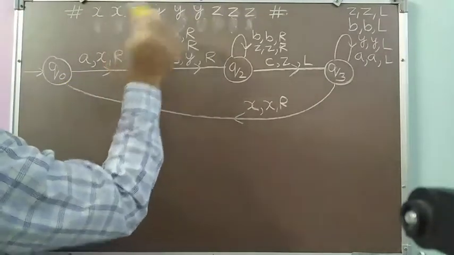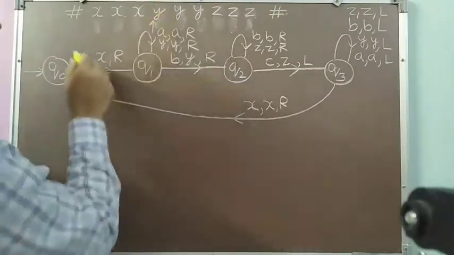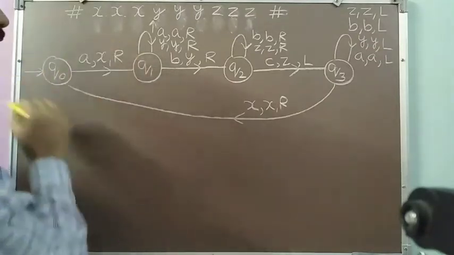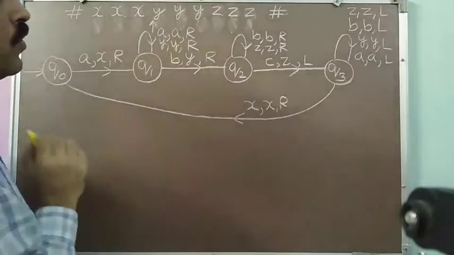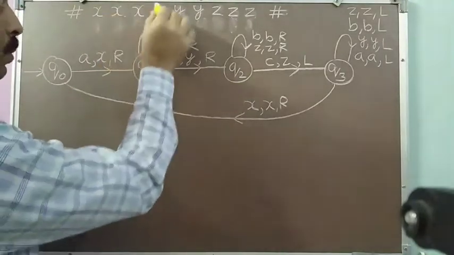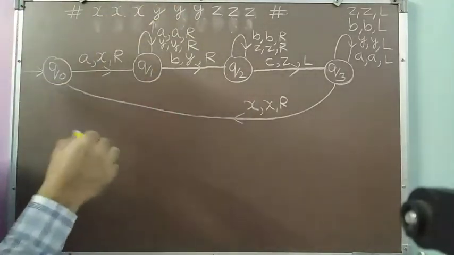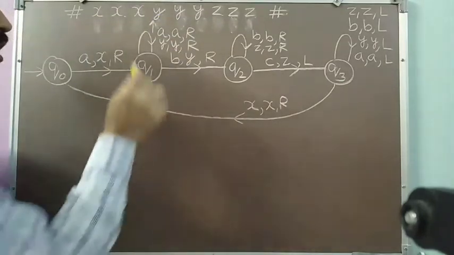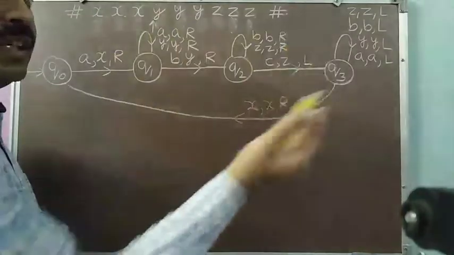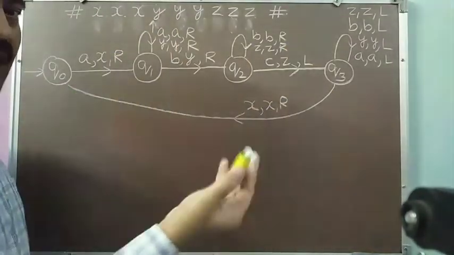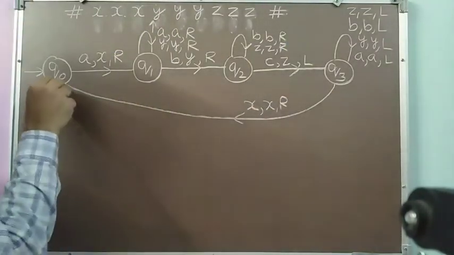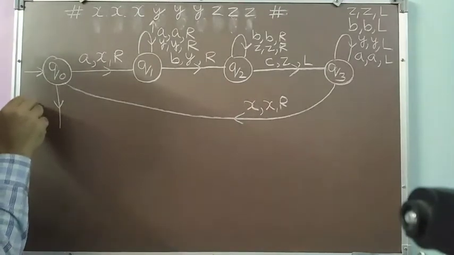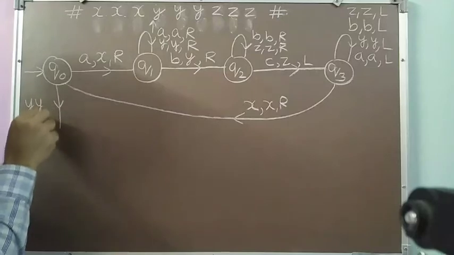So X, X, R. So my pointer will come here and I will be in the Q0 state. Now in Q0 state, I have the transition for A, but I do not have the transition for Y. So getting Y in the Q0 state simply means that all the A's have been processed. Now I have to check whether all the B's and all the C's have also been processed or matched or not. Okay, so on getting Y, I will move to this position Y, Y, R.